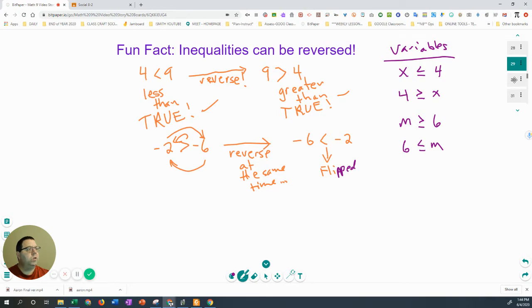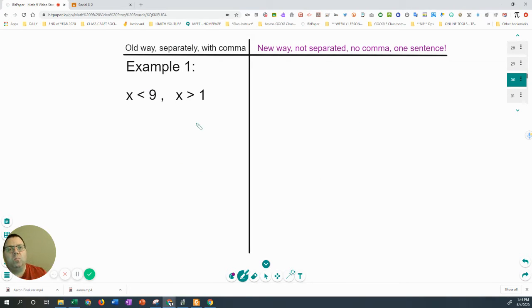The reason it's important to know that you can reverse your inequalities is that if you have a situation where there are two boundary points, so here there are two boundary points. However, this is a bit complex, since you've separated them by a comma. You can actually glue this together and get this into one sentence. Here's how you do it.